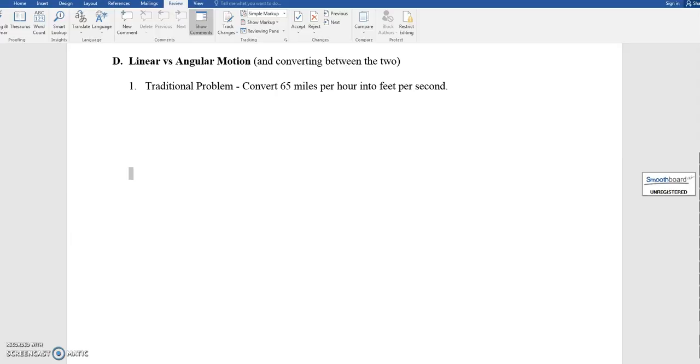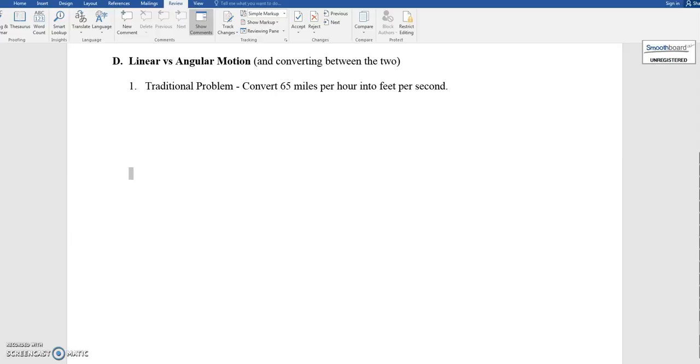We're going to start with a bit of a review problem. We just want to convert 65 miles per hour into feet per second. This is probably something you've been doing for quite a while, either in math classes or especially in science classes like physical science. I think you guys do a lot of this. We want to convert 65 miles per hour into feet per second.